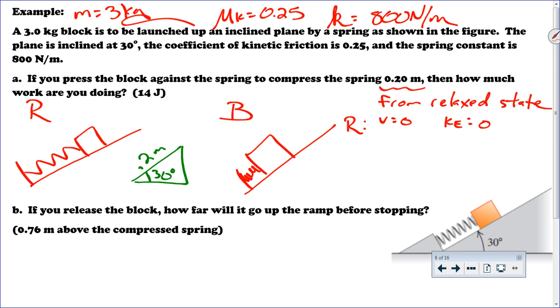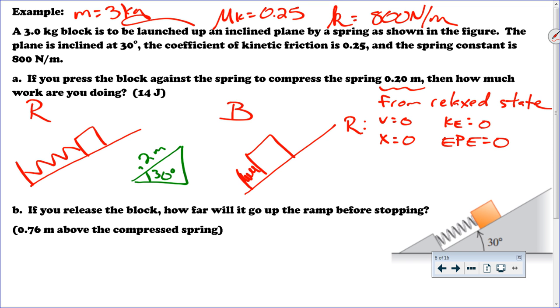Let's see. Elastic potential energy depends on how much the spring is squished, right? So in this relaxed state, how much is the spring squished? 0. That's important because that means that my EPE is going to be 0, right? Follow?